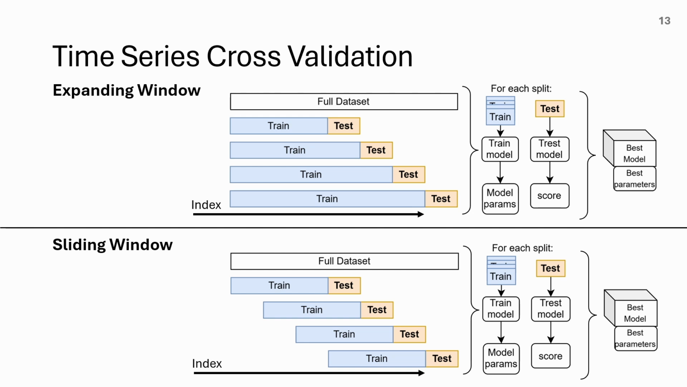And there are two big options, the expanding window and the sliding window. And the window size and the window type is a hyperparameter here, actually. So you could also find the best fitting window size and window type.